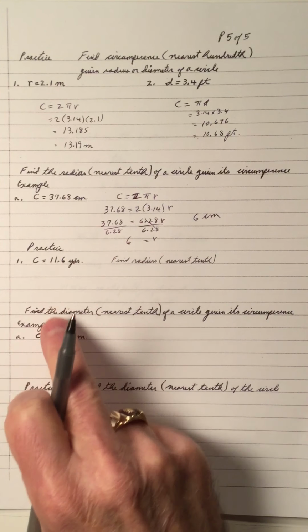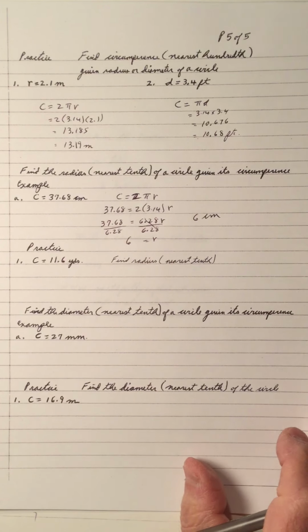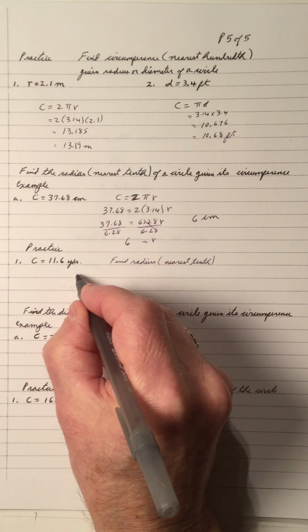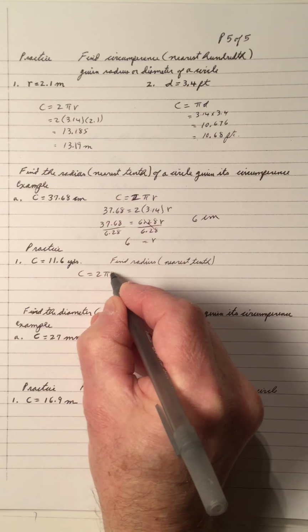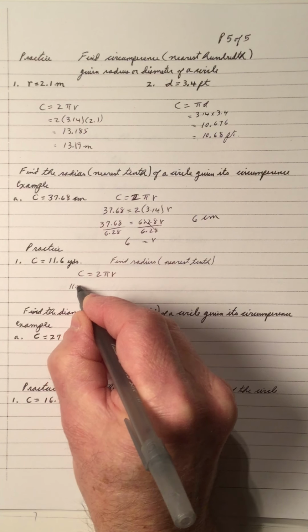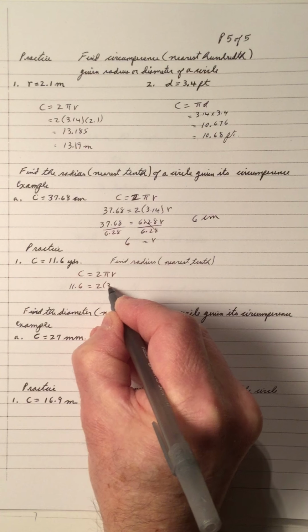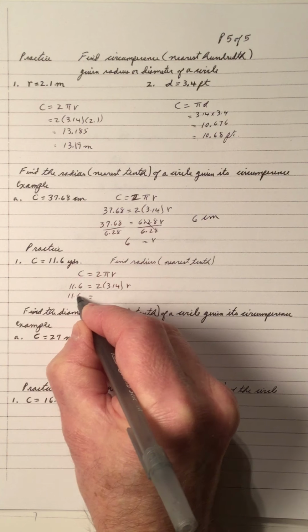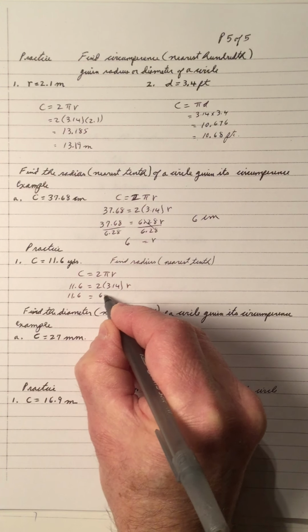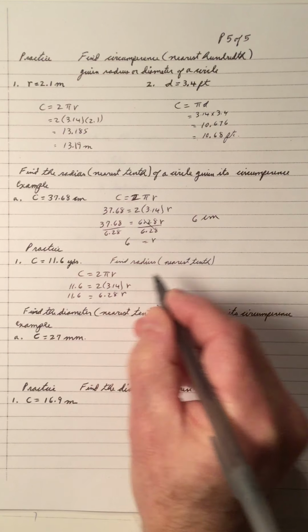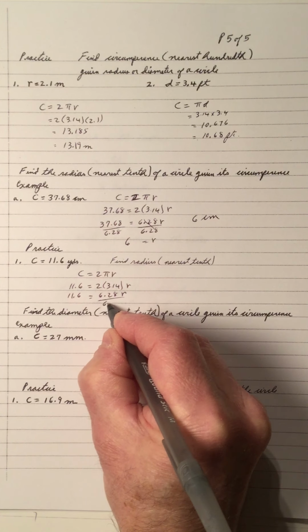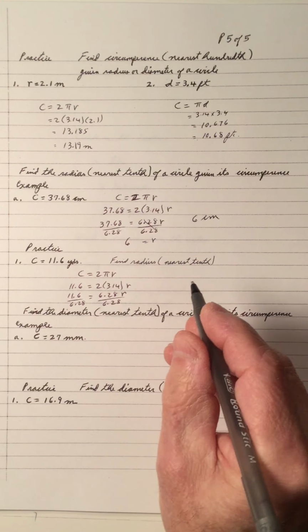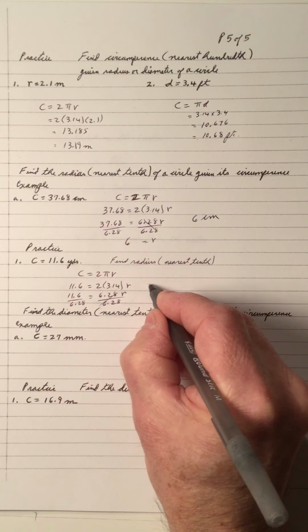Oh, this one. I'm going to work this one. You can work them all out if you want by pausing the video, to see if we're going to get them right. Now I have to find the radius. So given the circumference, C equals 2 pi r, I want the radius. So that's 11.6 equals 2 times 3.14 times r. That's 11.6 equals 6.28 times r. And we divide by 6.28 on each side, and that cancels out.